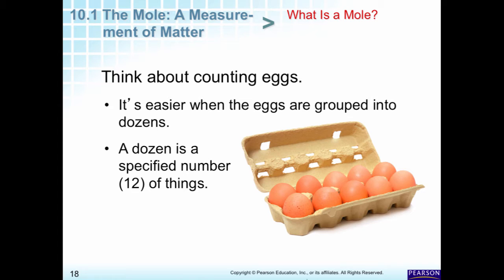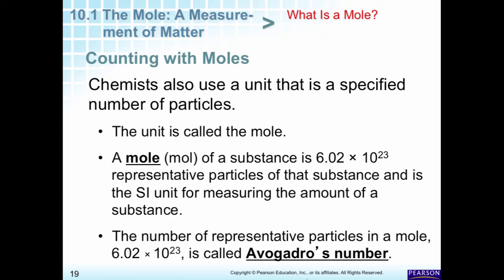You already used this term dozen. A mole is something very similar to that, but it represents a much bigger number of items. How big is that number? It is 6.02 times 10 to the 23rd. Wow, that's huge. So that's how many things are in a mole.